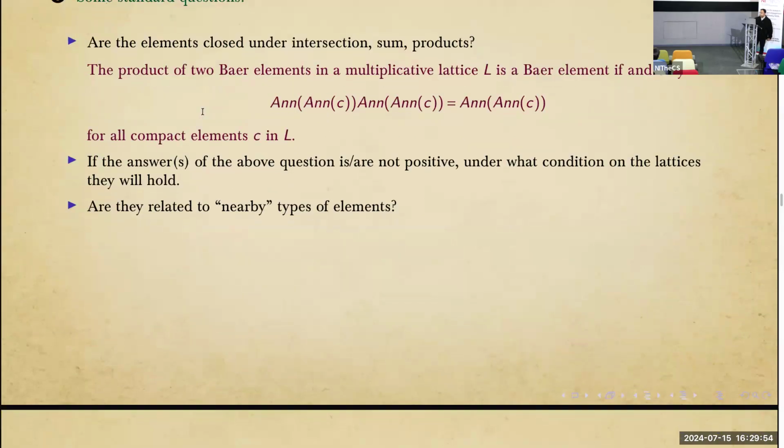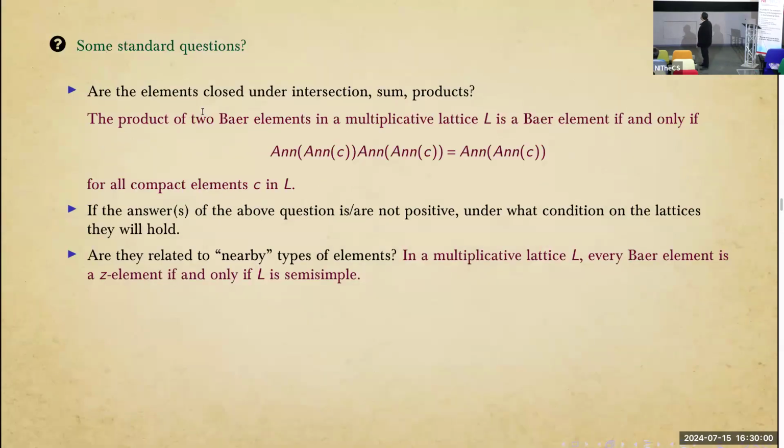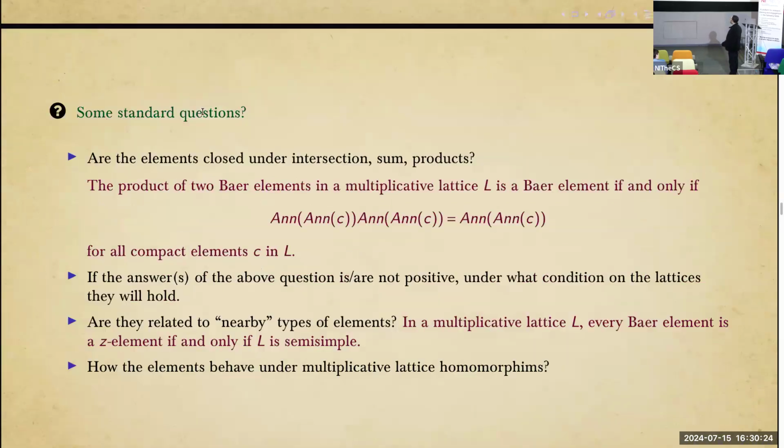The next question is that if you have one specific type of elements, how is it related to another type of elements which is very close to it? For example, the Baer elements are very close to Z elements, and this result is very much known in rings, that if your ring is semi-simple, then your Baer elements actually become Z elements. Then it turns out that you can actually prove the same result for elements. Of course, the proof is different because of this lattice structure involvement.